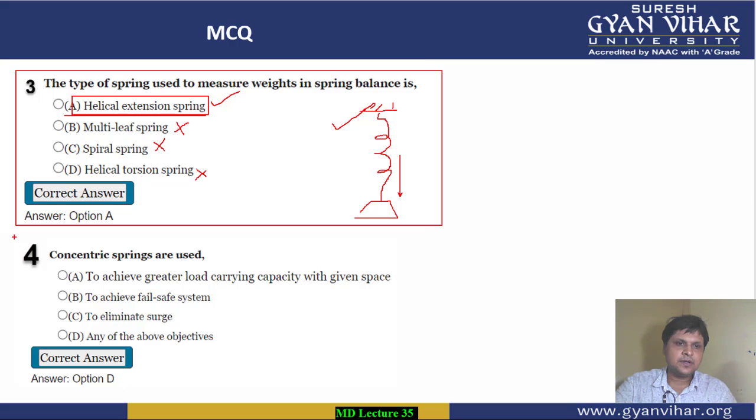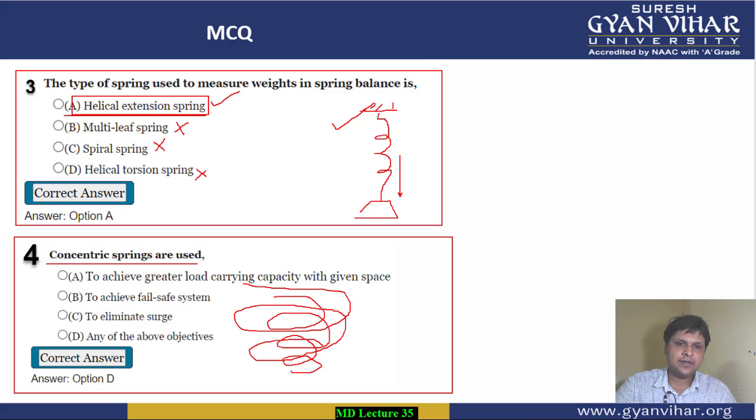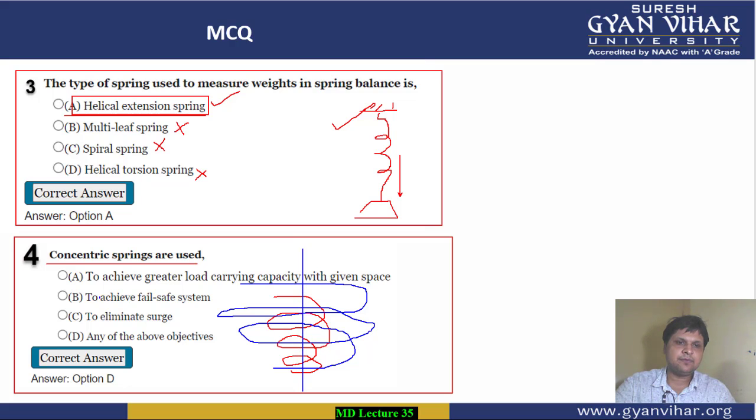Coming to multiple choice question number 4. Concentric springs are used in, now concentric springs means springs having the same axis. This is the spring, and there is one more spring like this. Let me change the color of the spring so that you can understand better. If this is the other spring, both are having the same axis. Such types of springs are known as concentric springs. I will explain this particular type of spring in detail in the next video lecture.